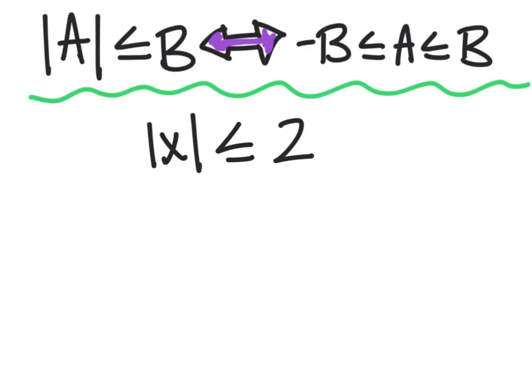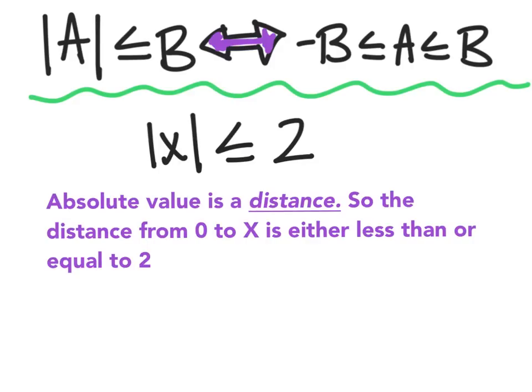All right, the first case is if the absolute value of A is less than or equal to B, then we have negative B is less than or equal to A, less than or equal to B. But why? Why is this true? We're going to look at the absolute value of X is less than or equal to 2 for an answer. What's important to remember, the absolute value is a distance. So the distance from 0 to this X is less than or equal to 2.